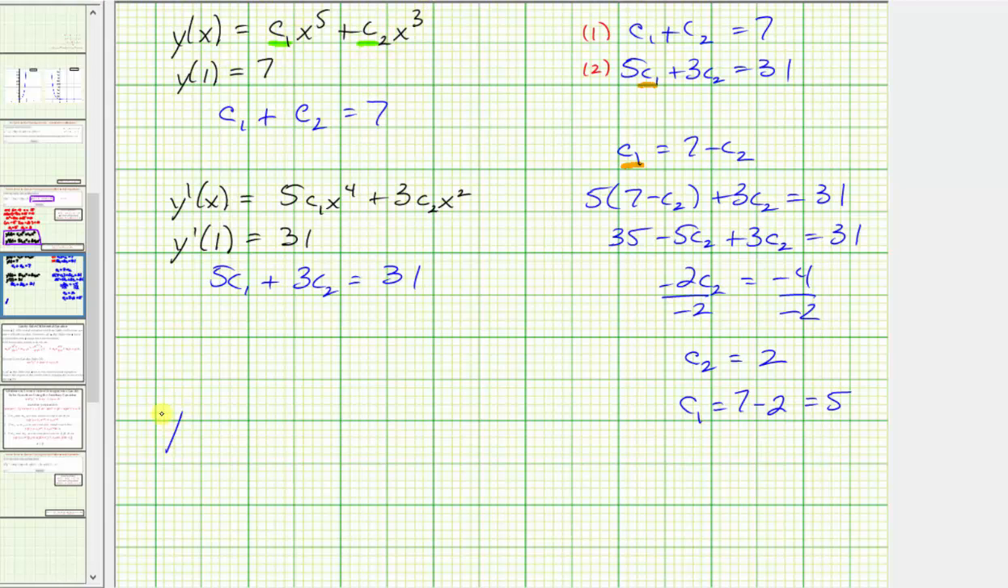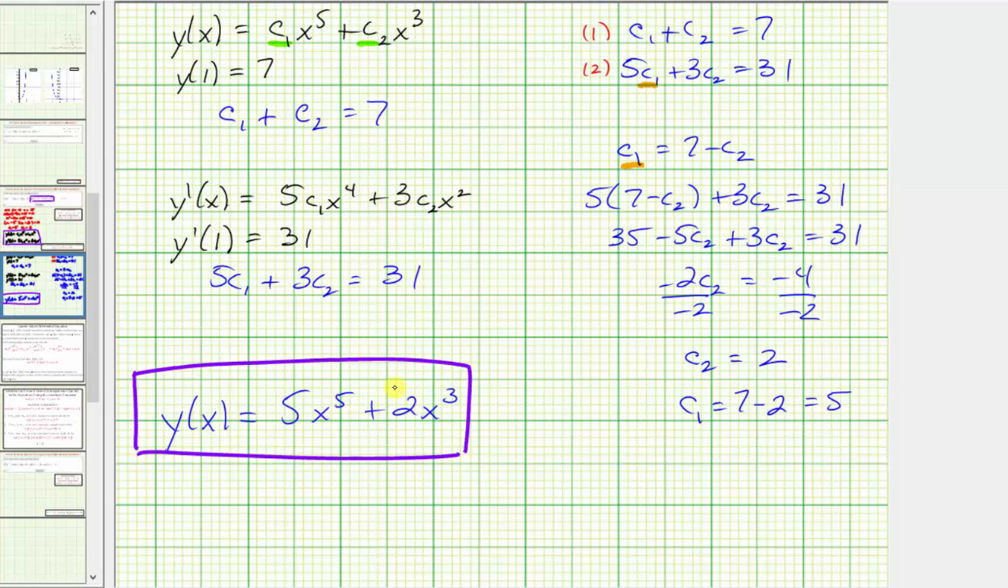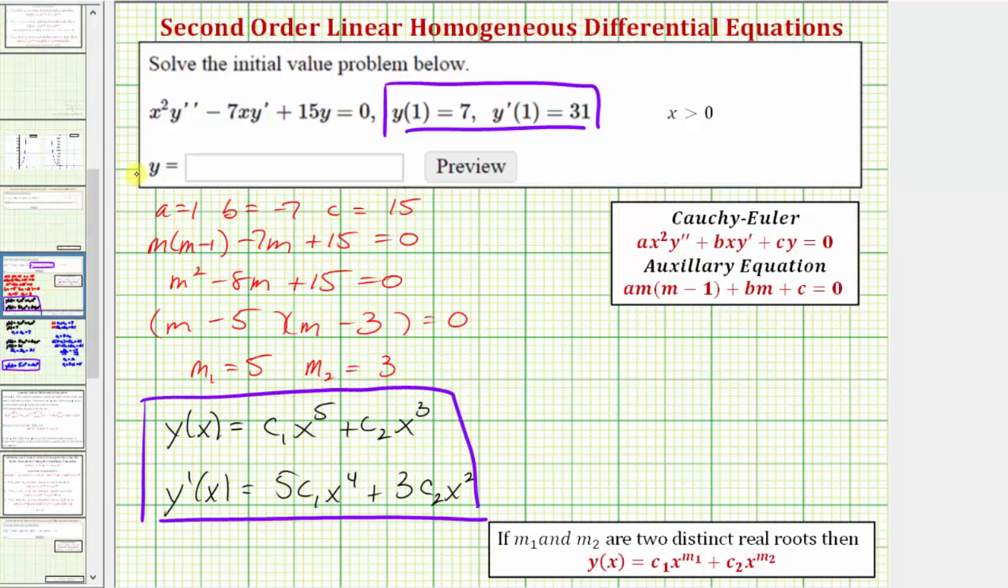We would have y of x equals, again, c sub 1 is 5, so we have 5 times x to the 5th. C sub 2 is 2, so we have plus 2 times x to the 3rd. This is our particular solution. So going back to the first slide, we'll go and enter that in here. Again, y of x equals 5 x to the 5th plus 2 x to the 3rd.